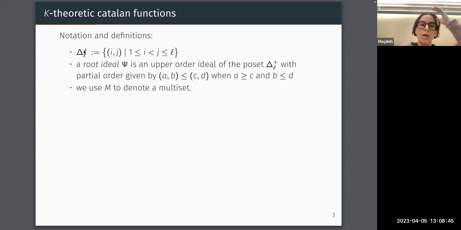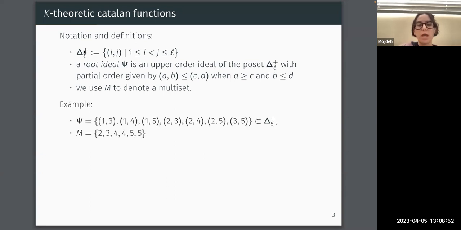I'll also use the letter M to denote a multiset. So a multiset will just be like a set with repetition. So let's do an example. If we take delta 5 plus, I could take psi as this set here. You can check that it satisfies the definition. That's just one example of a root ideal in delta 5 plus. And M, I'm going to take as an example 2, 3, 4, 4, 5, 5.